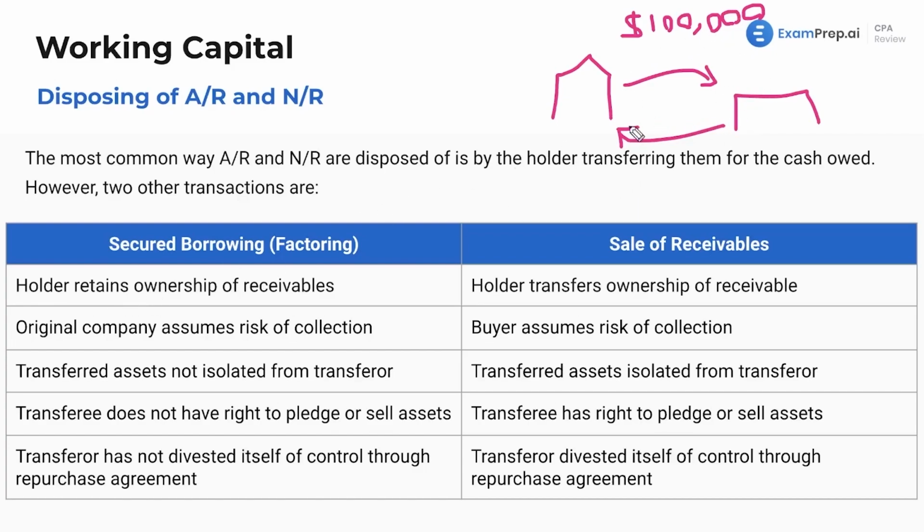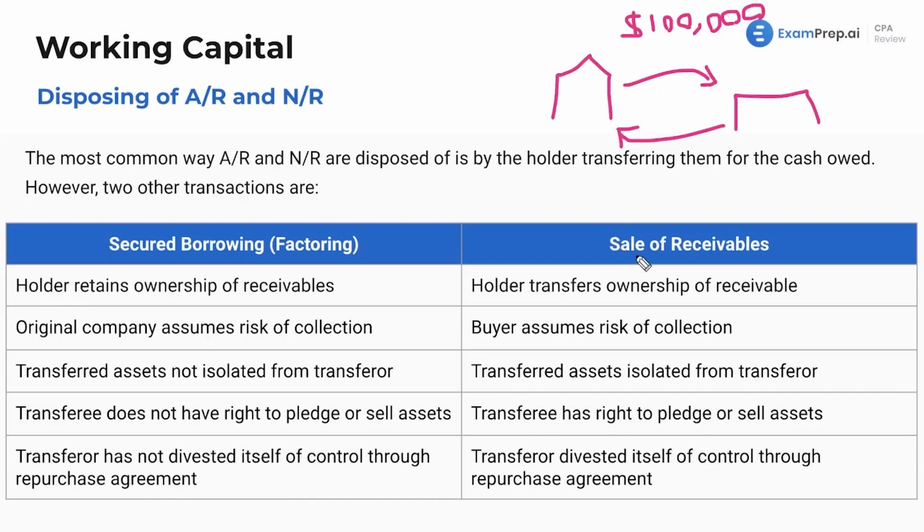So when you do this process, the holder retains ownership of the receivables. You own your own receivables. Obviously, if you don't pay the interest, then the third party, the factor, takes control of your receivables. The original company, you as your company, still maintain the risk of collecting the receivables. The transferred assets are not isolated from the transferor. You still maintain your assets. The transferee does not have the right to pledge or sell them, so the third party cannot sell your receivables or pledge them or do anything with them. And the transferor has not divested itself of control through a repurchase agreement. Again, you still have ownership and control of your own receivables.